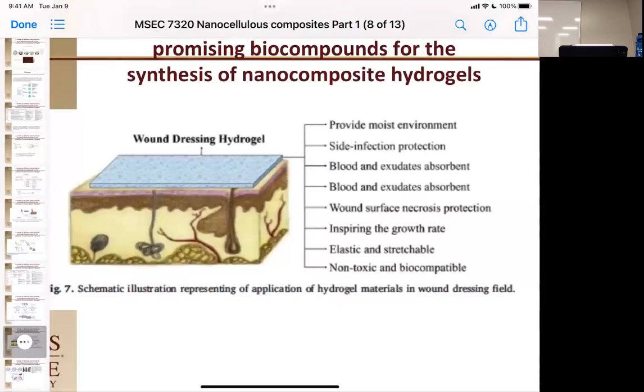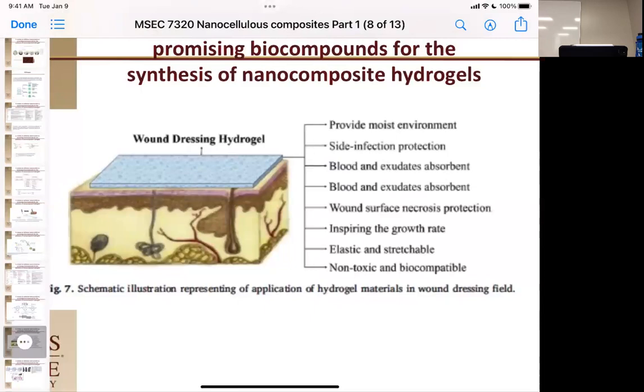Infection protection. So especially if you treat your thing to resist E. coli or any gram-negative or gram-positive bacteria, you can get really good results from that. Blood and exudate absorption. So the exudate is pus, the clear bodily fluids that come out of it. It can act as an absorbent. I think that's very important.